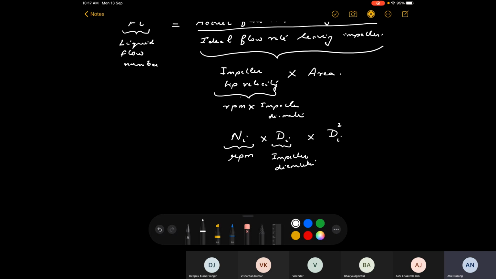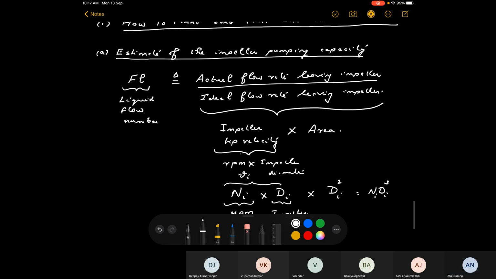These are not exact numbers. This is called V sub I, the velocity of the impeller tip. V sub I is equal to the RPM of the impeller, or number of revolutions executed per unit time, multiplied by the impeller diameter, which is D sub I, and then the area is D sub I squared, so the whole thing gives you N sub I D sub I cubed.